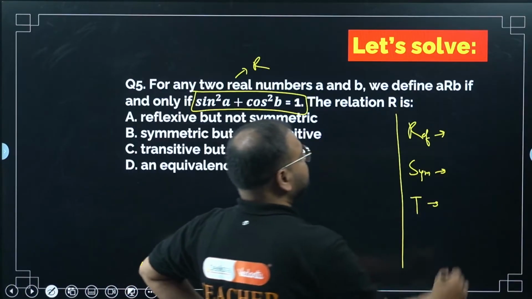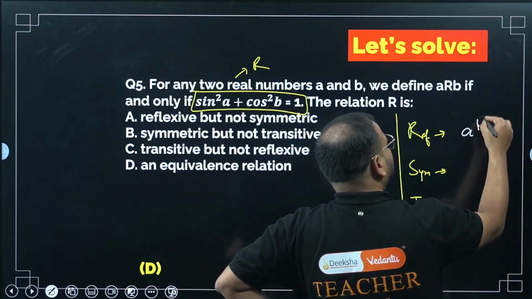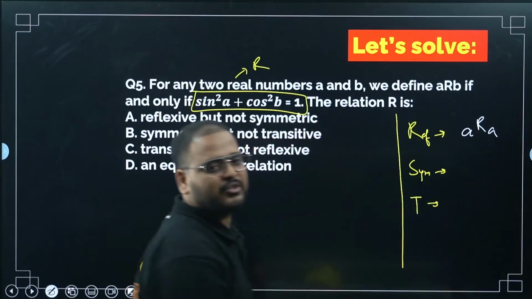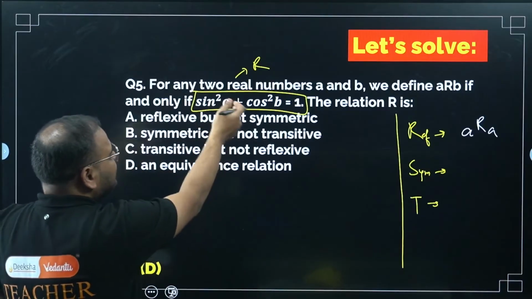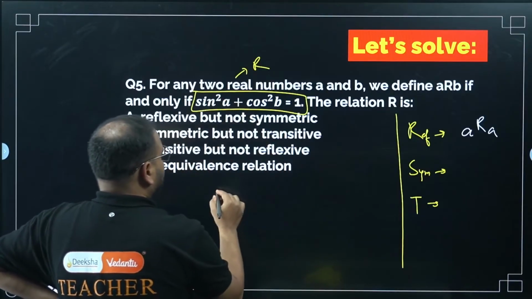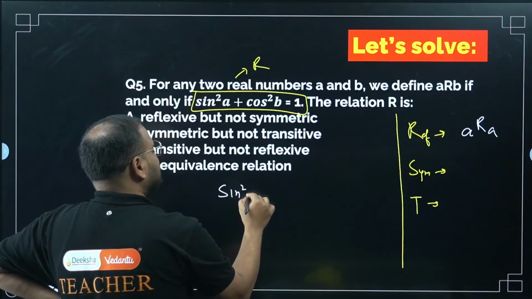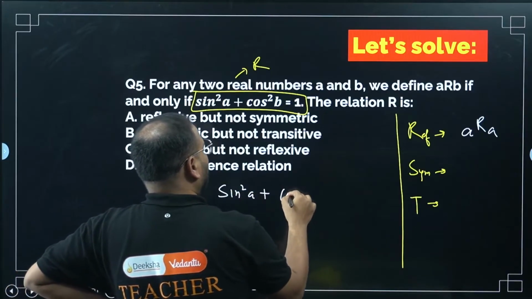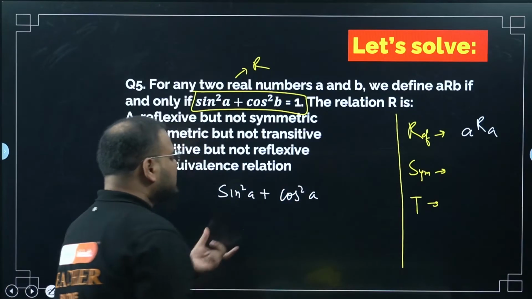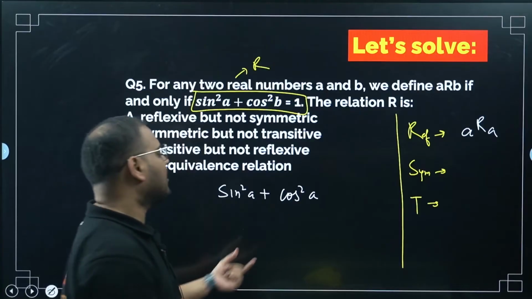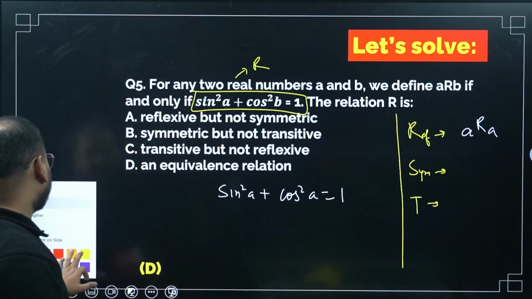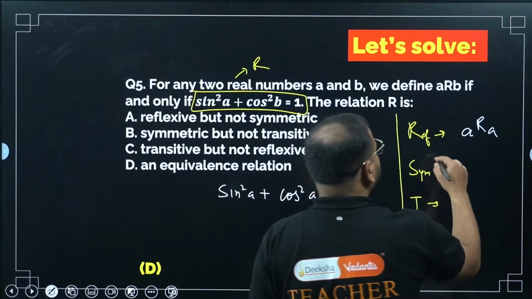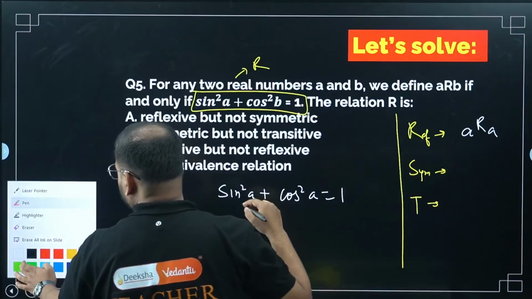What is reflexive? Sir, you taught this. I know at least this much. ARA. Great, bacha. So it means I can write like this, no? The first statement: sin square A plus cos square A. This is the identity, right? Sin square theta plus cos square theta has to be 1 all the time. It means reflexive toh hai. It means reflexive is true.